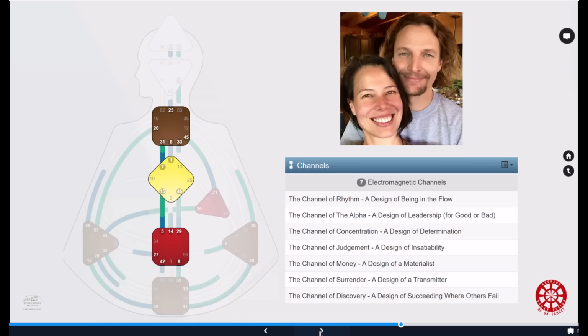Channel of concentration is a design of determination. You may notice when you're together that you're going to be way more focused and concentrated. Your relationship is focused and concentrated, and when you're together, it's very intense, and it's very much about going towards the future. What's going to happen in the future? What do we need to be prepared for? What is going to be most satisfying as a direction for your relationship? So that is part of the relationship there, is going to be very logical.